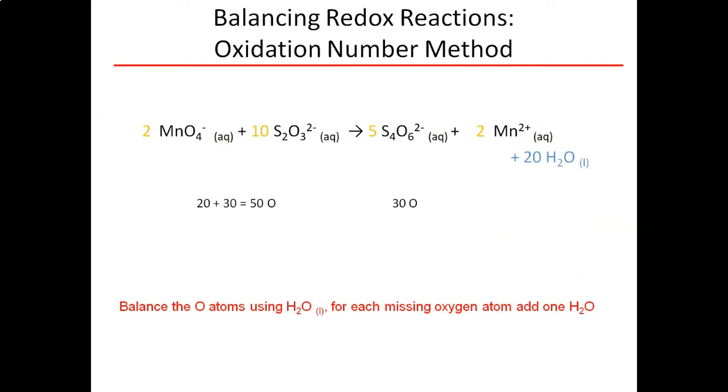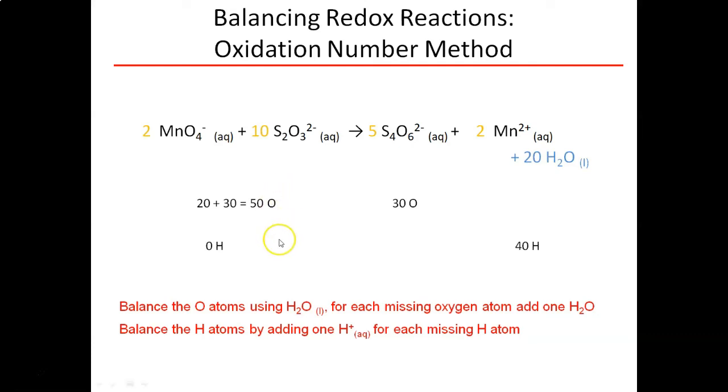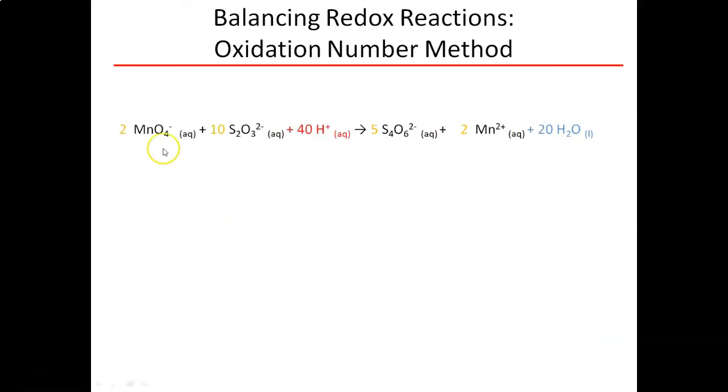Now, I have hydrogen on one side of my equation, but none on the other. And so for each hydrogen missing, I'm going to add 1 proton. Okay? So I'm going to add 40 protons. So now this gives me my balanced equation. And I'll just rewrite it.